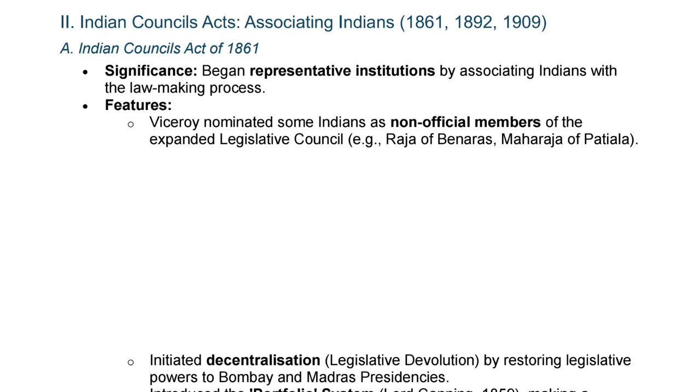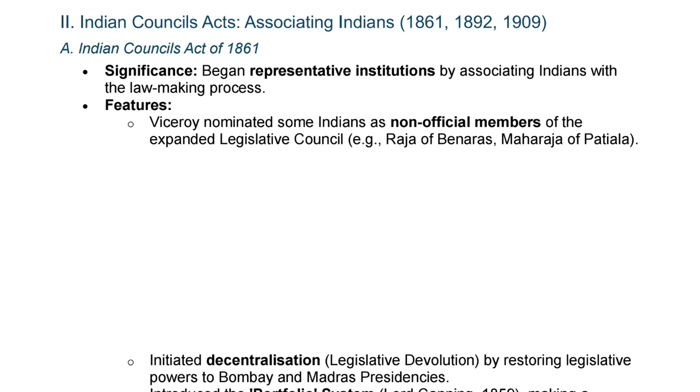Indian Councils Acts, associating Indians: 1861, 1892, 1909. A. Indian Councils Act of 1861. Significance, began representative institutions by associating Indians with the lawmaking process.